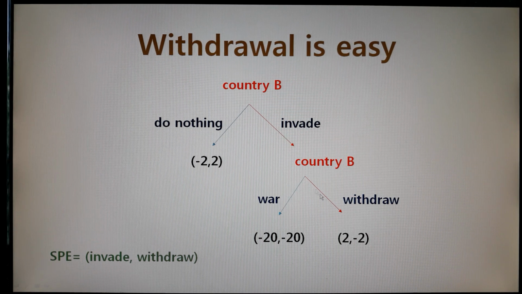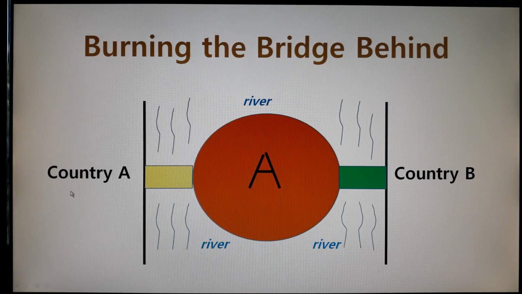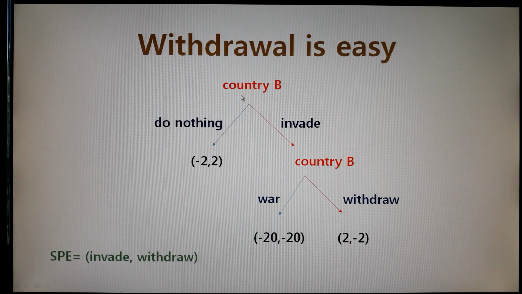Country A withdraws, not fighting, and country A's army withdraws back to here. Then country B occupies the island. Then country B would be happy with 2. Country A, I'm sorry once again, here is A, would be -2. So the first number is country B, the second number is country A. It's symmetric. When country A occupied the island, country A got 2. When country B occupies it, country B gets 2.